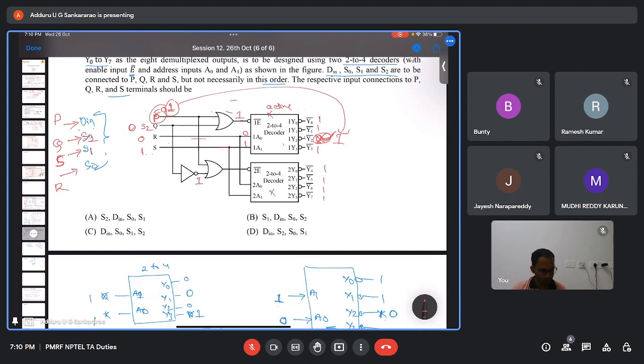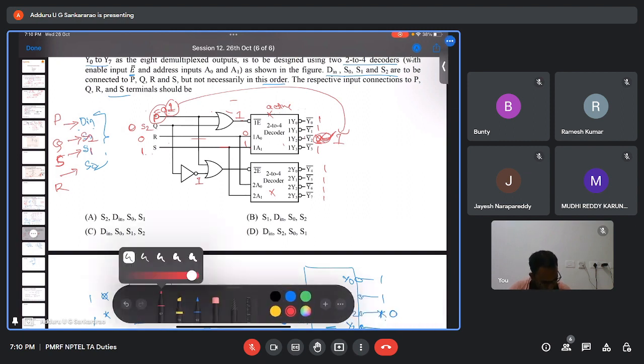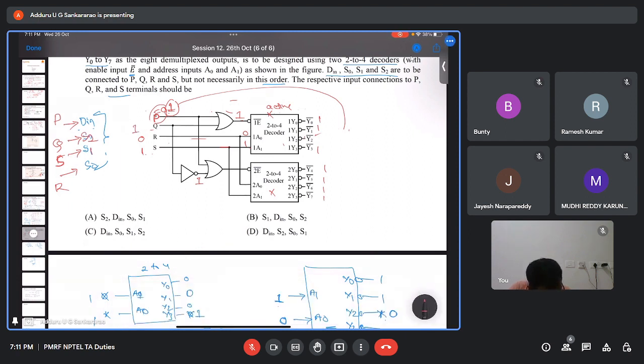You got it, right? Now let us say P0 only. For S2 0, Y2 will become 0. Now let us say I am giving P0 and S2 1. When S2 is 1, the upper decoder will be inactive and the lower decoder will be active. Now R and S are 1, so this will be active. So here you will get 0. That means 1 0 1.